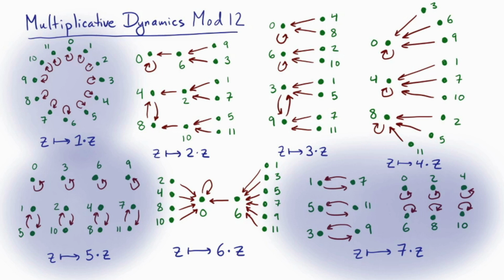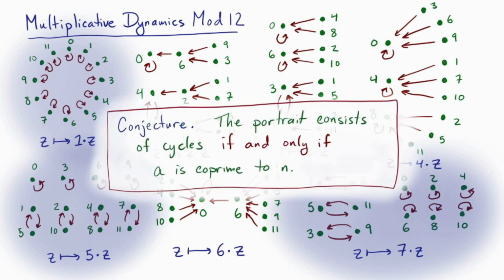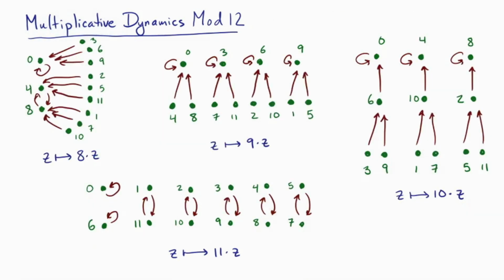Okay, here's the conjecture that I made. Conjecture. The portrait consists of cycles if and only if A is coprime to N. Did you make the same guess? This guess actually works for the multiplication by 2 data we collected earlier as well. There it was exactly the odd moduli that had all cycles. So let's just go for it and draw the rest of the mod 12 pictures to verify our conjecture.